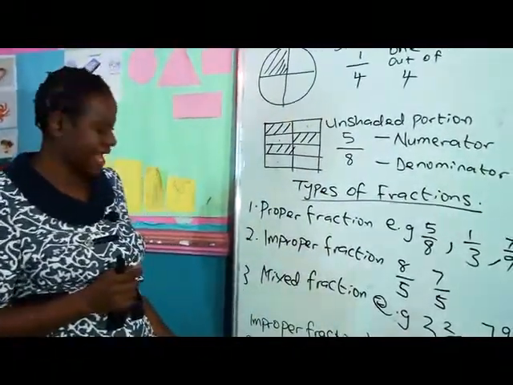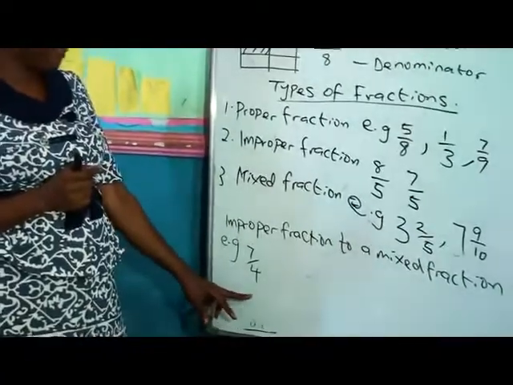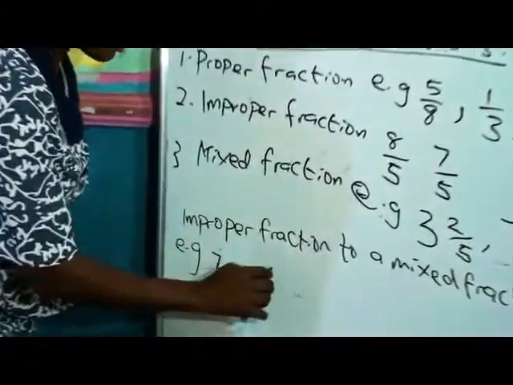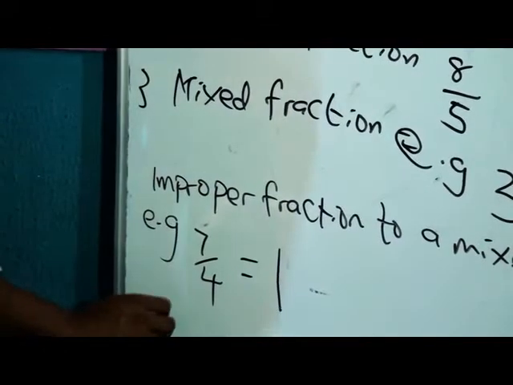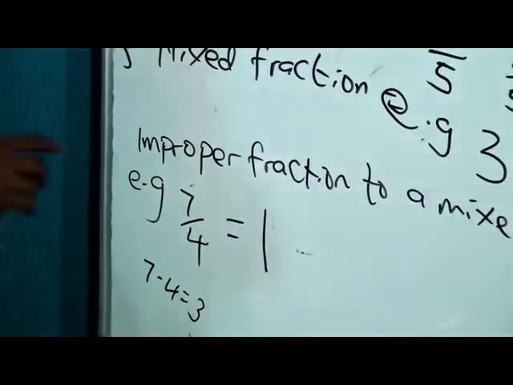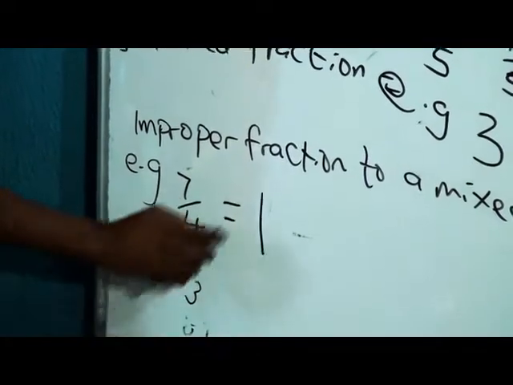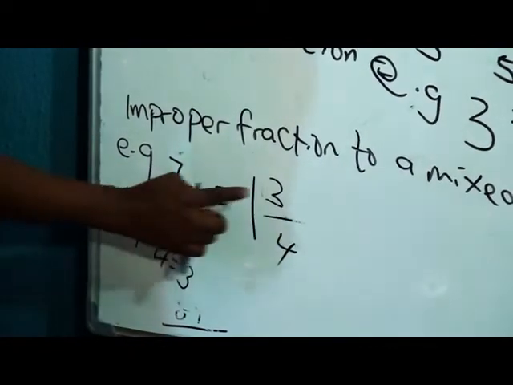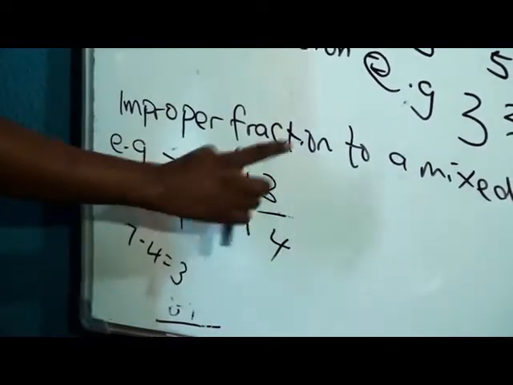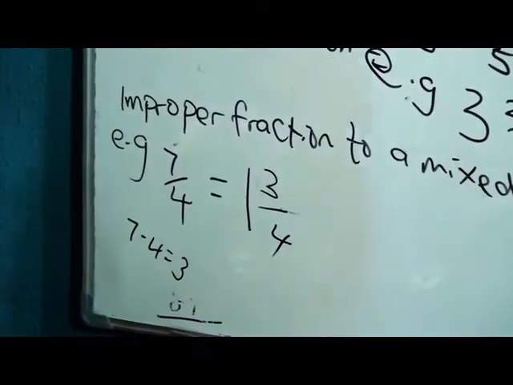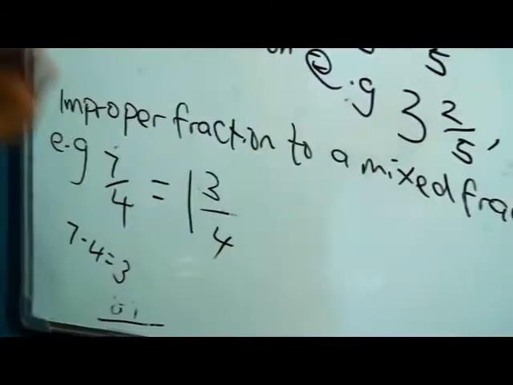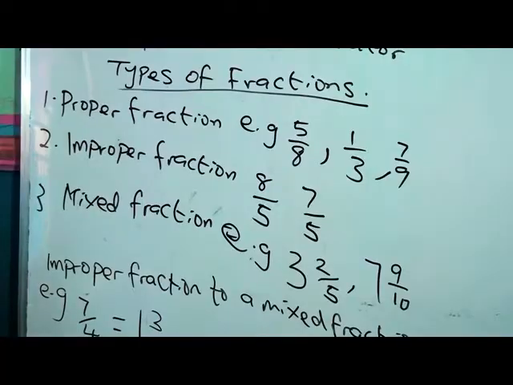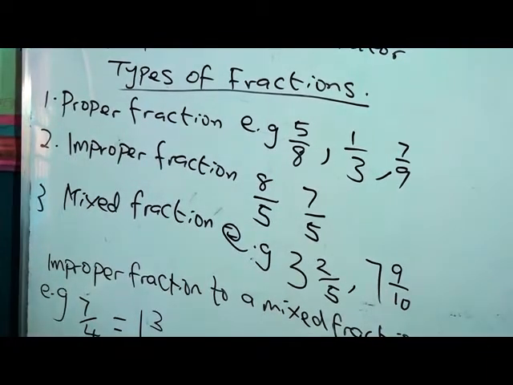How many 4 can I get from 7? I could get one 4. That will give me one whole number. Then 7 minus 4 is 3. I have one whole number remaining 3. I now have 3 all over 4. So 7 all over 4 becomes one whole number 3/4. I could also change a mixed fraction to an improper fraction. A mixed fraction could be changed to an improper fraction.